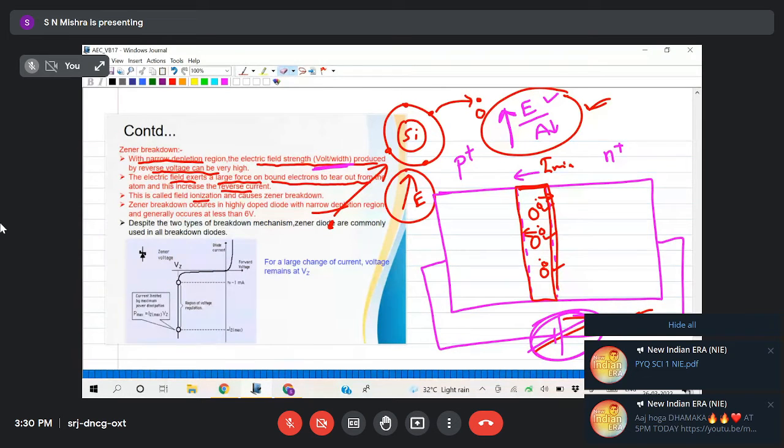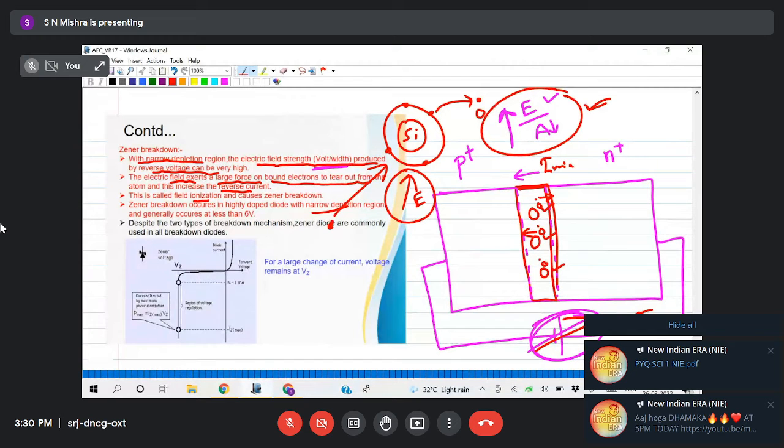So despite two types of breakdown mechanism, Zener diodes are commonly used in the breakdown region. That is the reason why we have not used a PN junction in reverse bias condition in the lab, because it will break. But Zener diodes are specially designed diodes. Even if a high amount of current flows, it will not break. That's why we have taken PN junction in forward bias characteristic, and in reverse bias we have taken Zener diode, and we have observed that.